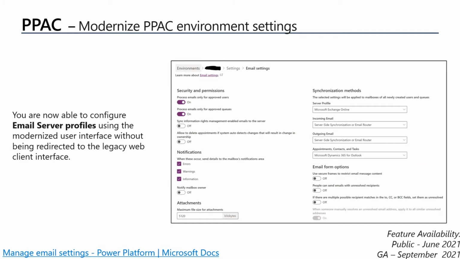So you can select what is the server profile that you would like to use, incoming email, outgoing email, and what is the method that you would like to use for appointments, contacts, and tasks. So now you can do everything here. So this became public in June, and the global availability will be in September.